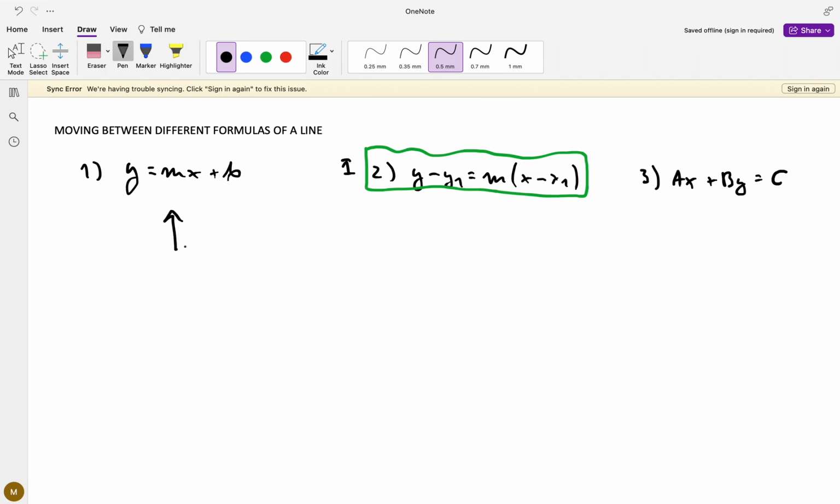Now, this one is very easy to find x intercept and y intercept. The standard form is the most annoying one of the three. Why? Because we have a lot of things that we have to move before we are able to identify any valuable information like y-intercept, x-intercept, even the slope.